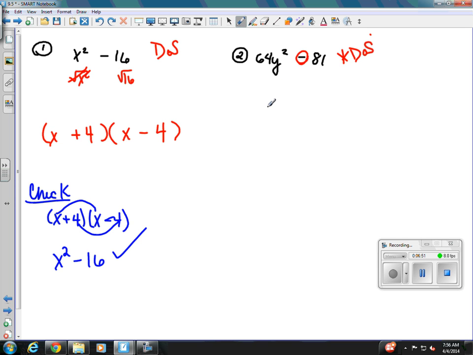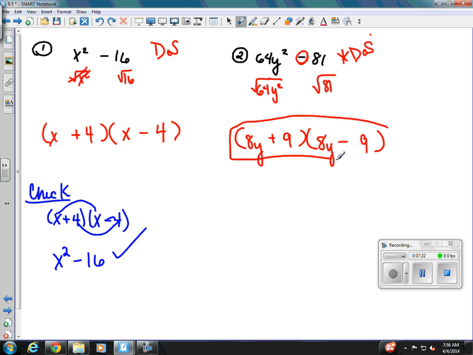So we're going to now move on. We're going to take the square root of everything here. So square root of our first term, square root of our second. We're going to make our two parentheses. There we go. So square root of 64 is 8, so I put 8 first in each. Square root of y squared is just y, so 8y and 8y. Our signs are different, so it's going to be a plus and a minus. Square root of 81 is 9, so 9 and 9. That's our answer.